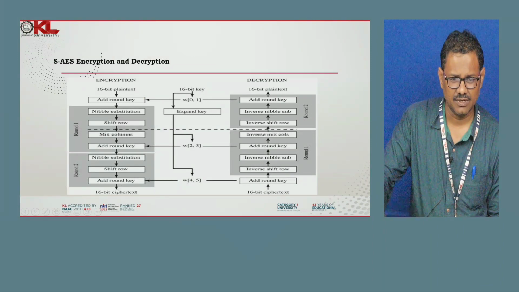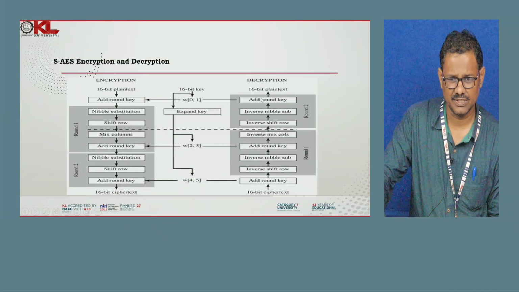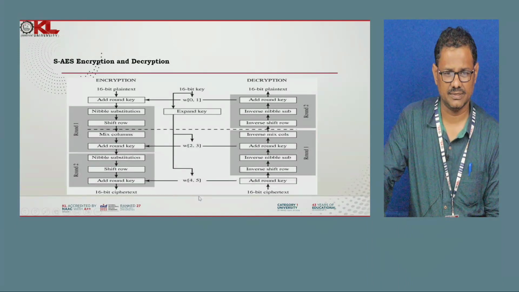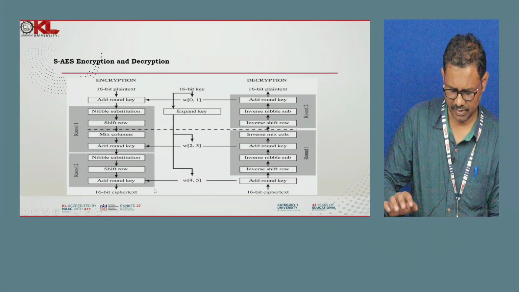Then we get 16-bit cipher text. We also decrypt with the same process. In the same way that we are encrypting the data, we are decrypting the data also. Up to a maximum we are using 9 rounds.